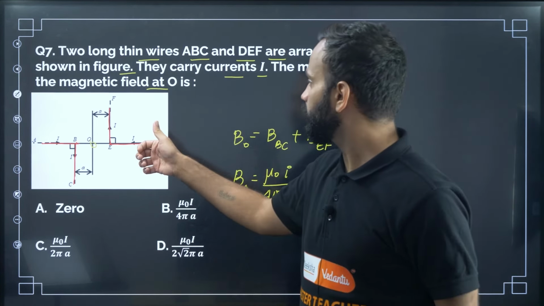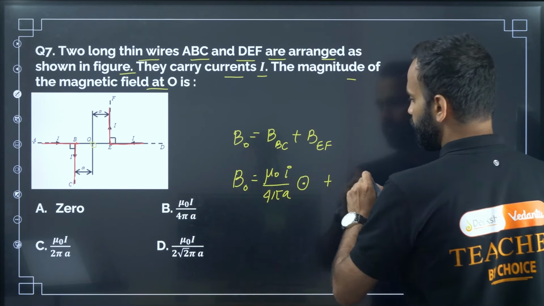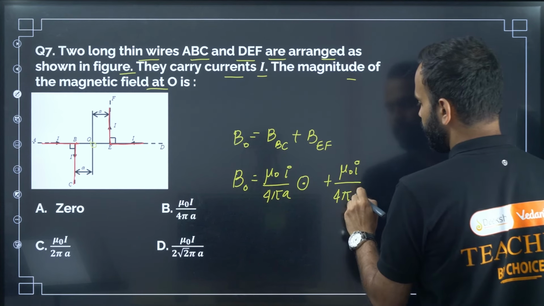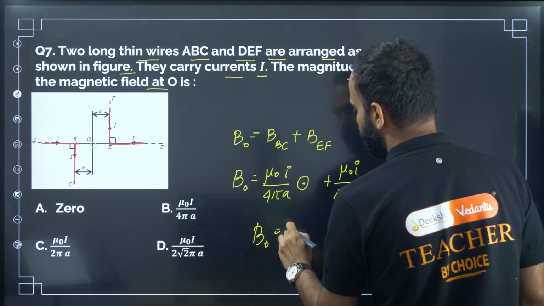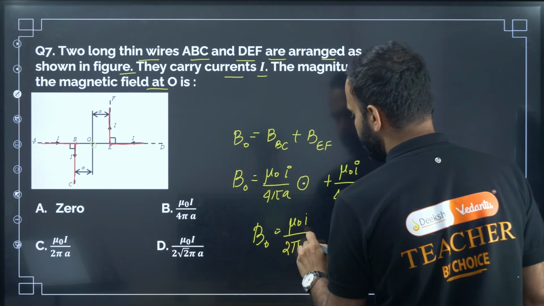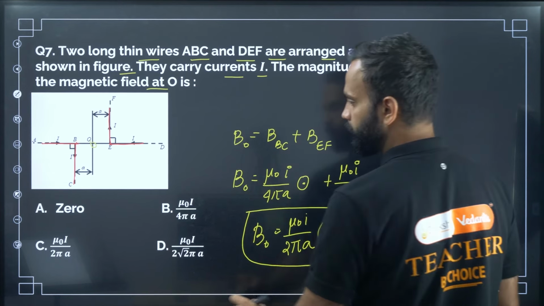Here the magnetic field due to the EF part is also outward from the plane. So this will be μ0 I divided by 4πA, outward from the plane. Now solve this, you will get μ0 I divided by 2πA. The direction is outward from the plane. So the correct option is C.